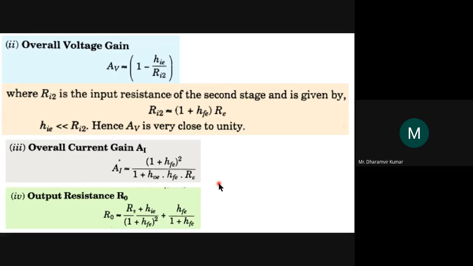Then output resistance is given by this equation. R naught is equal to, what is this? Let me check in the book.